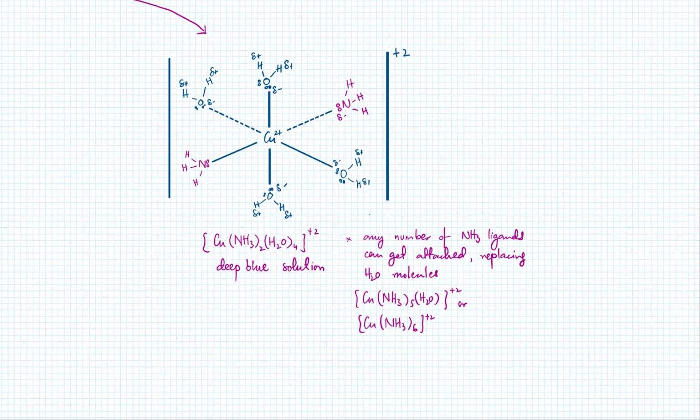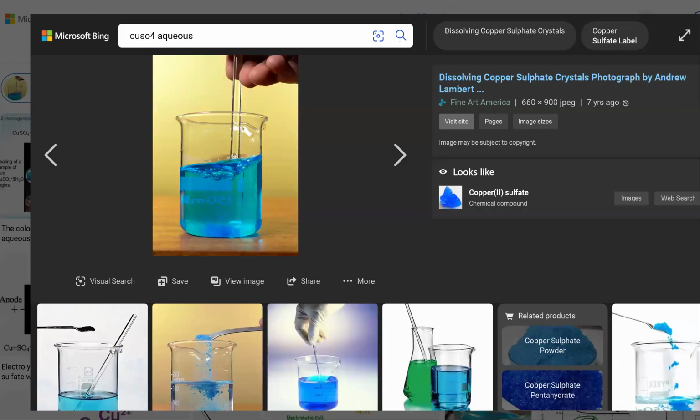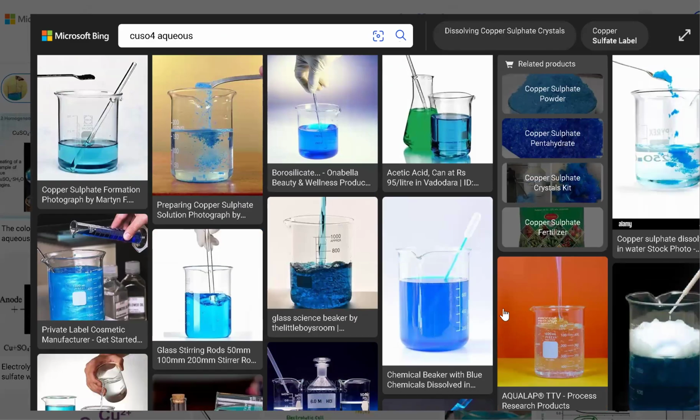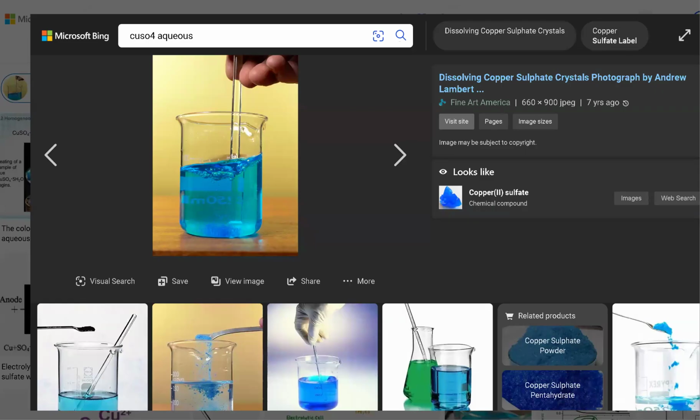And as you're adding ammonia to it, the color becomes deep blue. Now it's very, very dark in color. Okay, is this clear? Yes. Okay, so I'm going to show you what's going to happen with this test.